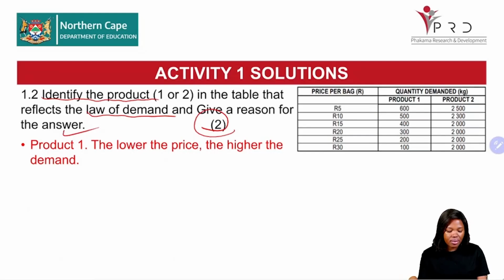Now, for the reason, the lower the price, the higher the demand, another mark. If you just write the lower the price, the low prices, that is incorrect. The higher the demand, without the lower the prices, is still incorrect. Both variables need to be there to show that you understand this is the law. The law has both variables. It should have a price as well as the quantity that is demanded. So this is how you should answer in your final examination.